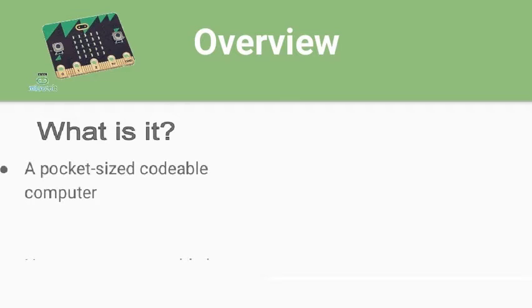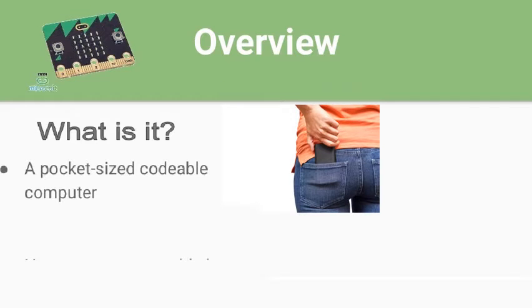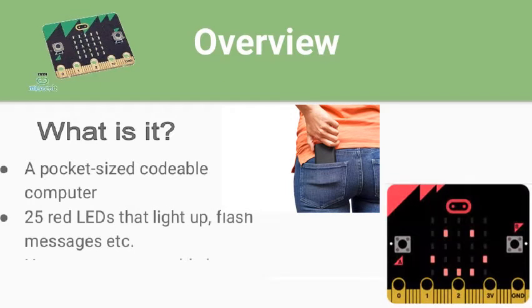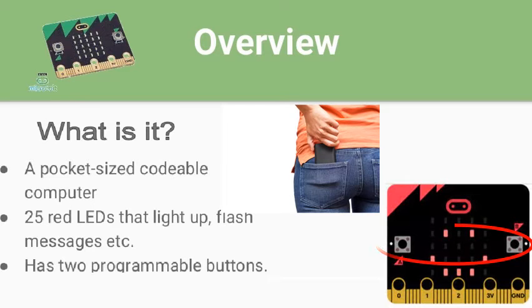The Microbit overview. What is it? A pocket-sized codable computer. It has 25 red LEDs that light up, flash messages, and many more. It has 2 programmable buttons.